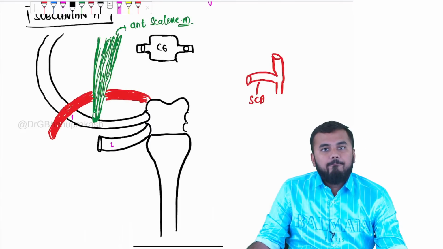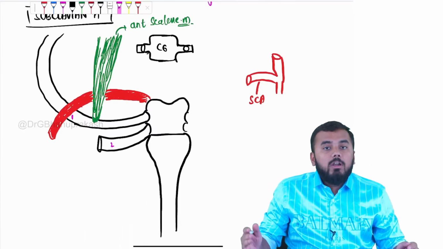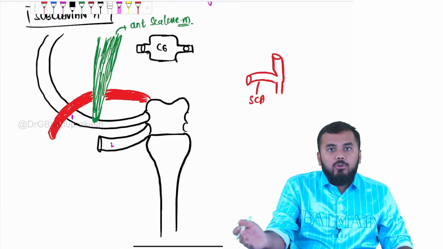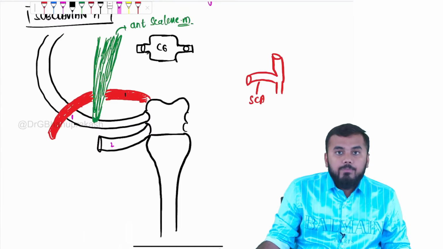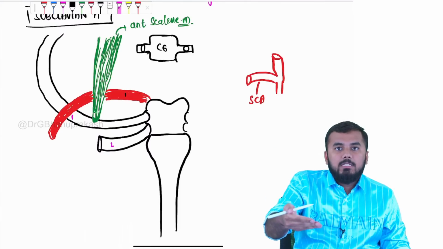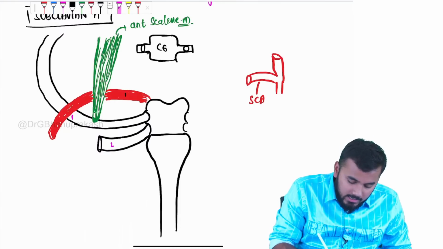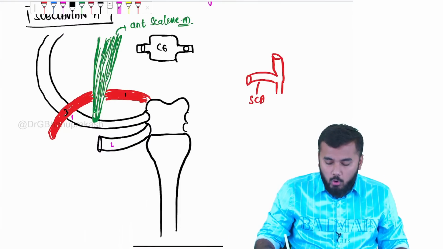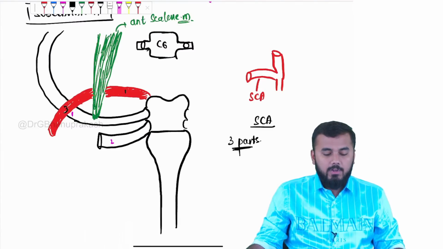All of you look. In this way, the subclavian artery is divided into three parts. What are those three parts? Before the anterior scalene muscle is called the first part. Behind the anterior scalene muscle is called the second part. After the anterior scalene muscle is called the third part. So how many parts of the subclavian artery do I have? Three parts.